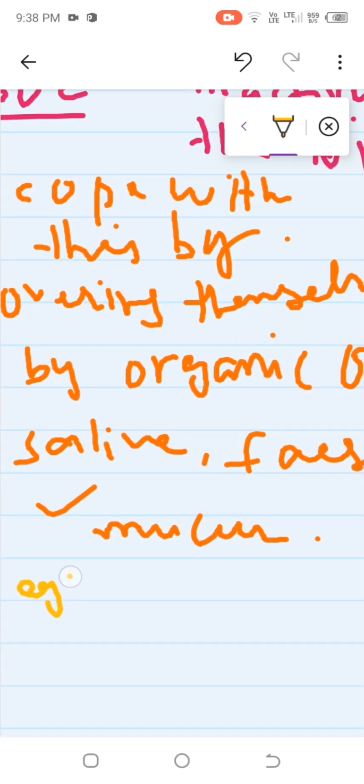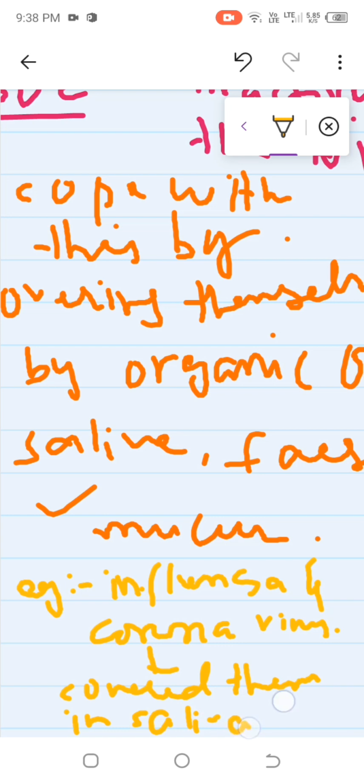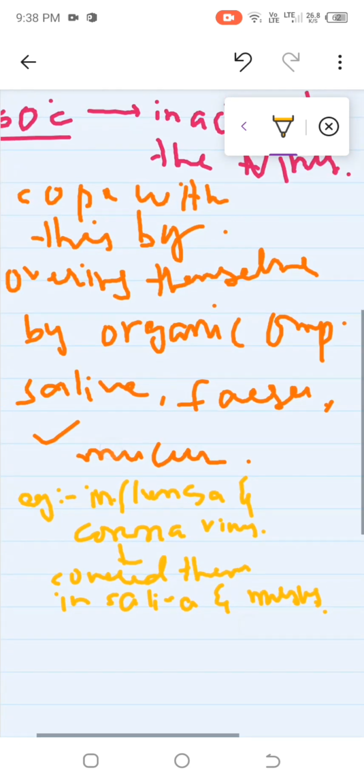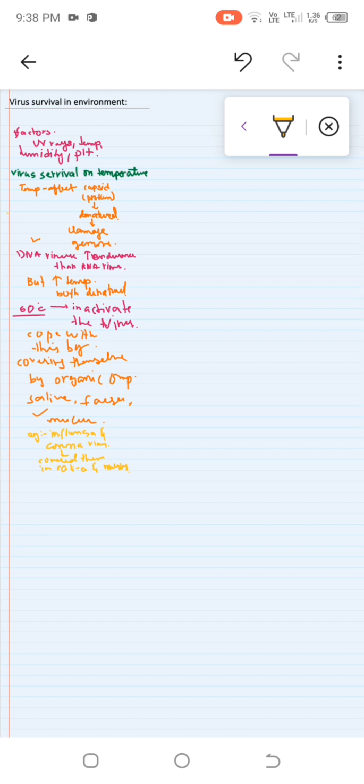For example, influenza and coronavirus: what they do is they cover themselves in saliva and mucus. After that, they are expelled out through the nose or the mouth. So this is how the virus basically survives in the environment, how the virus survives at this temperature.